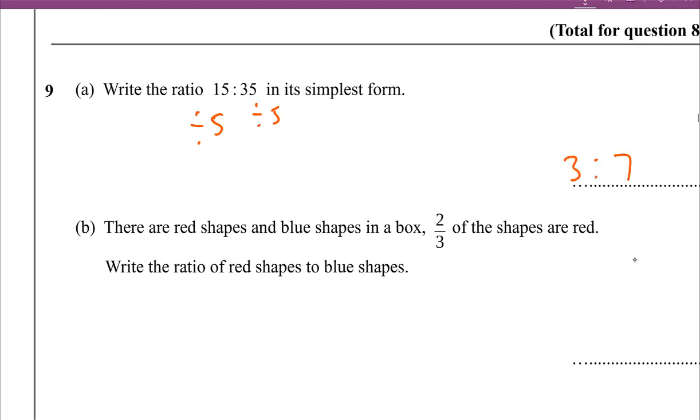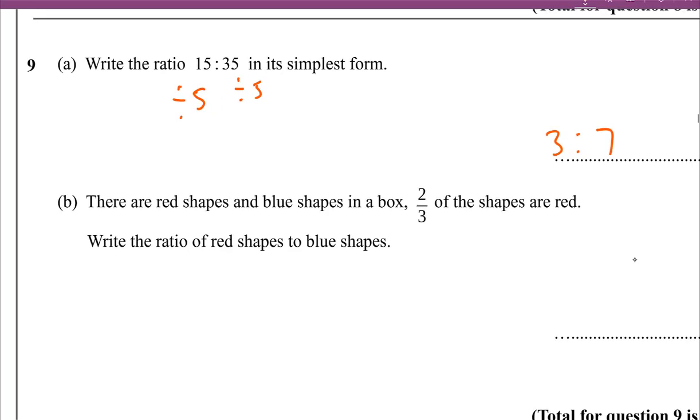There are red shapes and blue shapes in a box. 2/3 of the shapes are red. Write the ratio of red shapes to blue shapes. So 2/3 of the shapes are red, and the blue shapes will be 1/3, because 2/3 are red, so 1/3 are left which are blue. So 2/3 to 1/3. Now because the denominator is the same, we can write down the ratio as 2 to 1. So red shapes to blue shapes is 2 to 1.